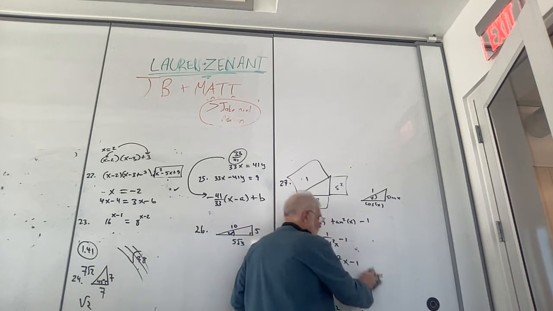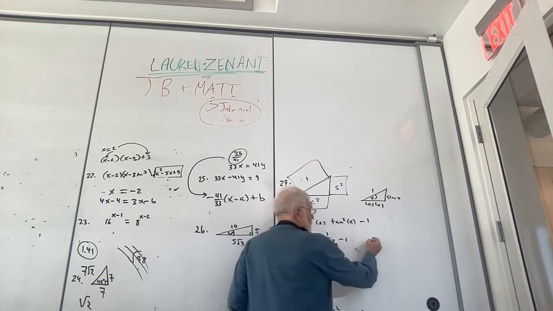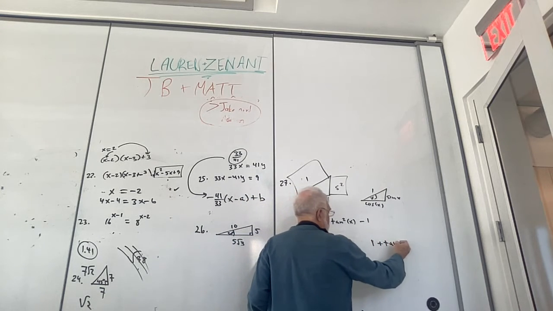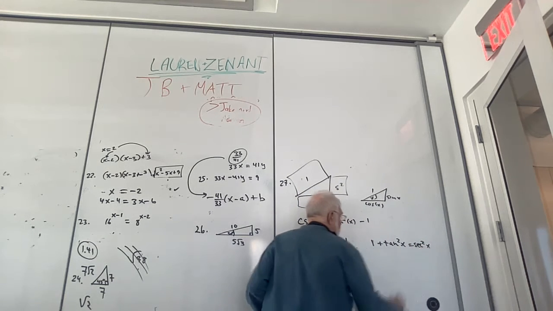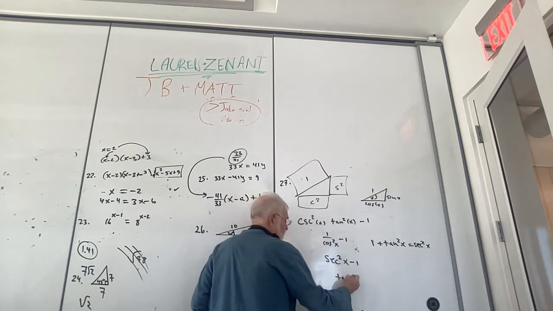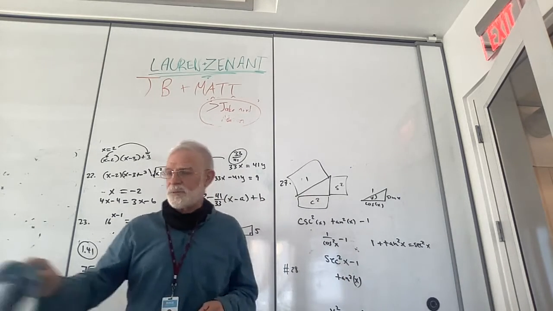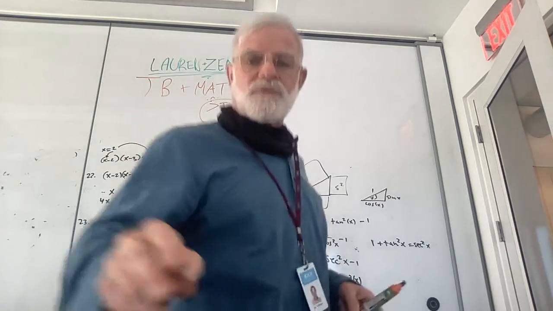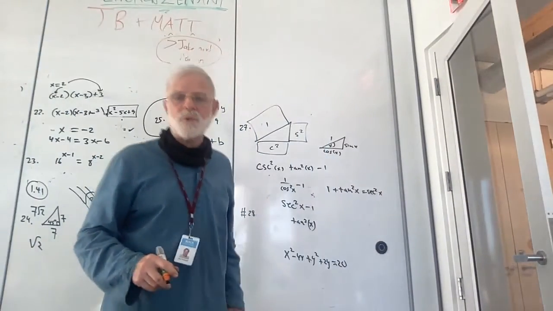And on your memorization sheet, you wouldn't know this yet. I put on your memorization sheet 1 plus tan squared x equals secant squared x. So secant squared x minus 1 is actually tan squared x. I would not expect you to have any success with that at this point. All you're doing is trying to follow what I said, and I did it quickly. So you might want to replay it once or twice.